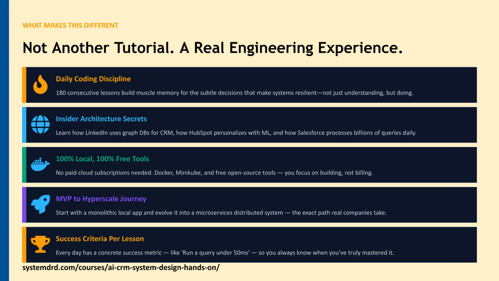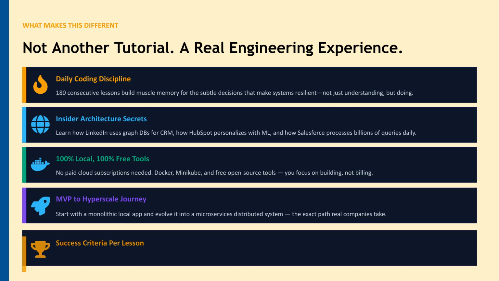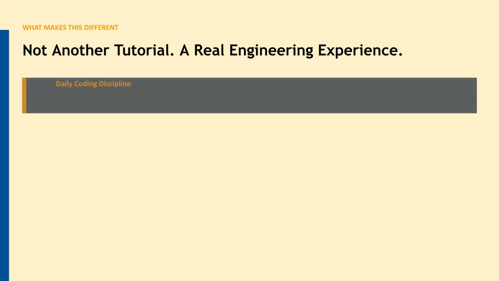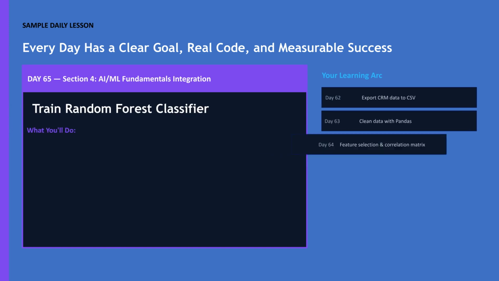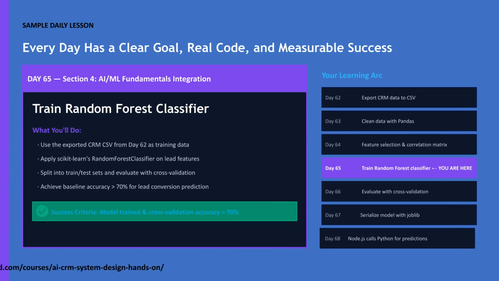We enforce a daily coding discipline with 180 consecutive lessons. You'll learn insider architecture secrets, use 100% local and free tools, follow the real MVP to hyperscale journey, and meet concrete success criteria daily. Each daily lesson has a clear goal, real code, and measurable success.